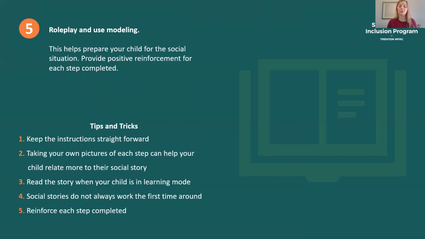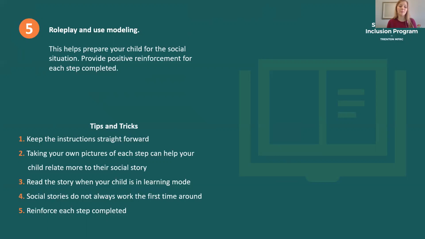So it's really important to revisit social stories constantly. I'm not saying do that every 10 minutes, but definitely revisit it throughout the day, or days leading up to what the social situation is that they are going to go through.